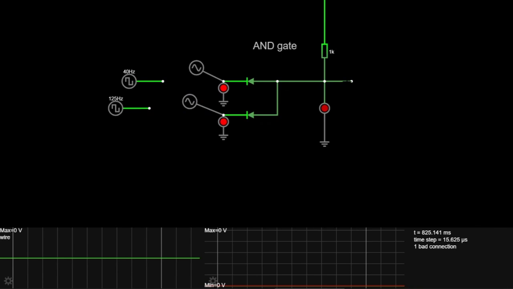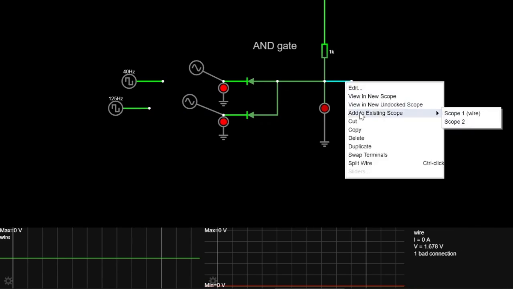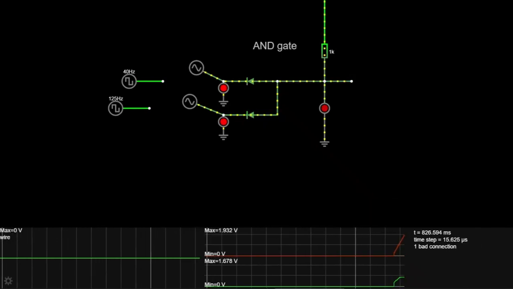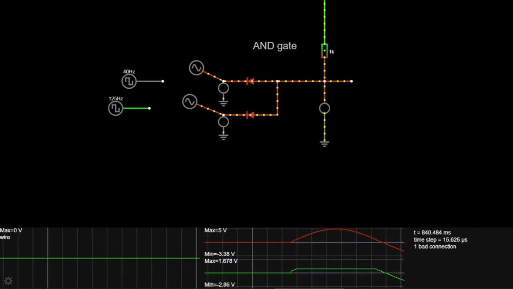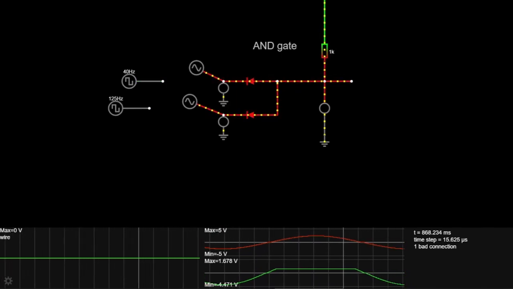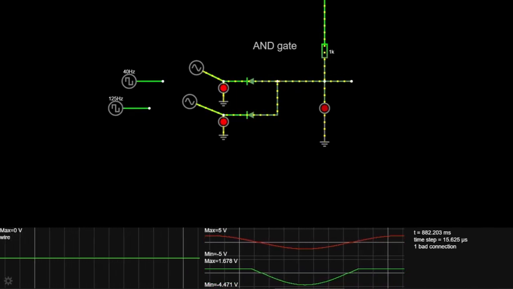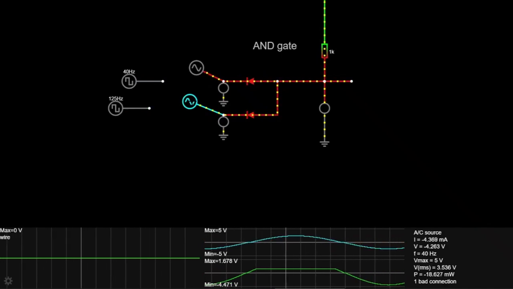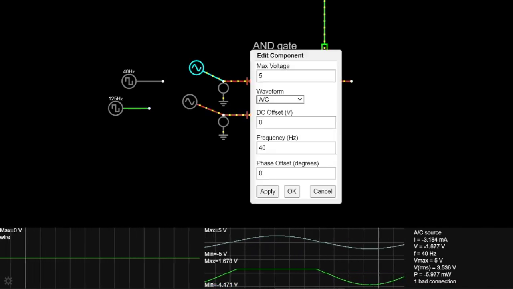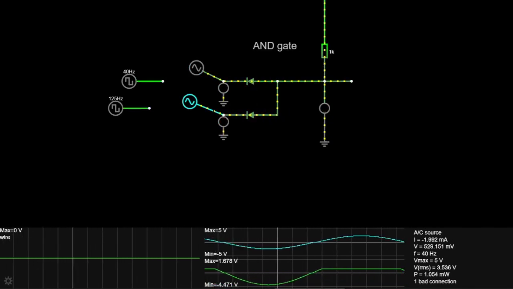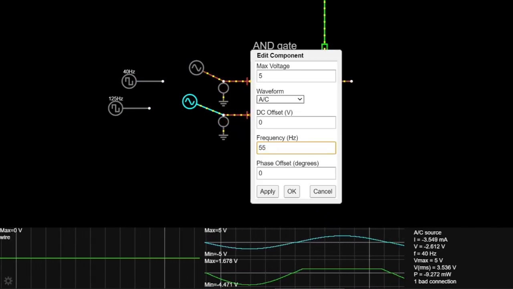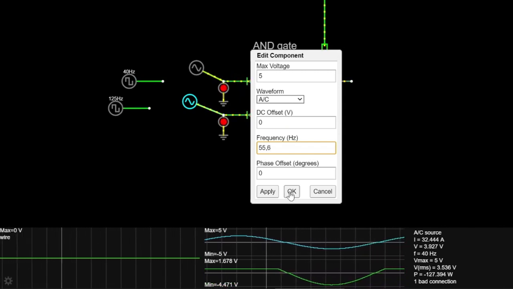Let's see. Yes, and stack them up. So look at this here. What is it doing? Well, it's pretty much... No, there's something wrong here. I can tell you that definitely. Yes, we're having the same here. That's the problem. Okay, so sorry about that. We have to change this frequency here to 55.6, for example.